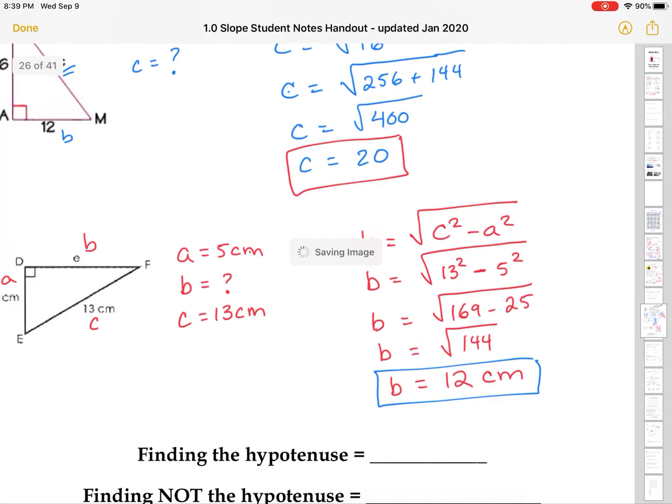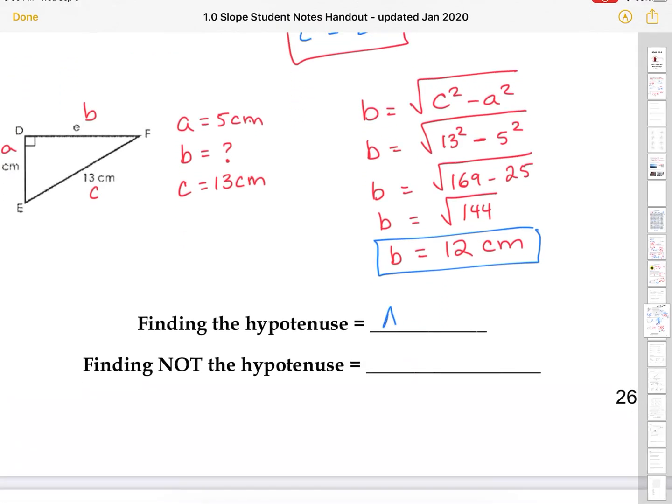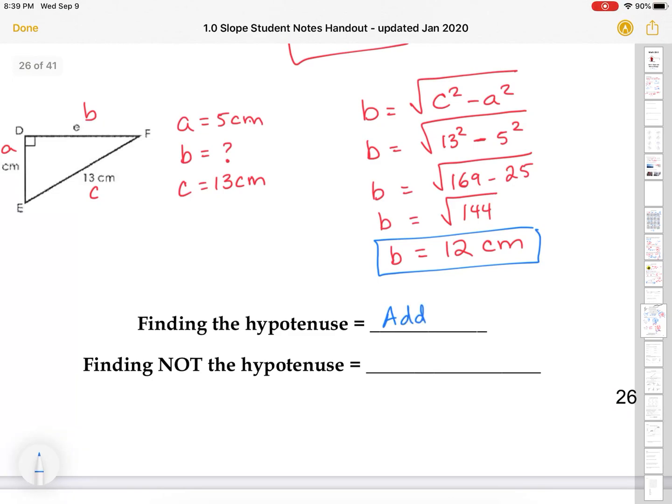Okay, so here's some tips. If you're finding the hypotenuse, you're going to add under the root. And if you're finding one that is not the hypotenuse, you're going to subtract. And you always subtract the big minus the small. Okay?